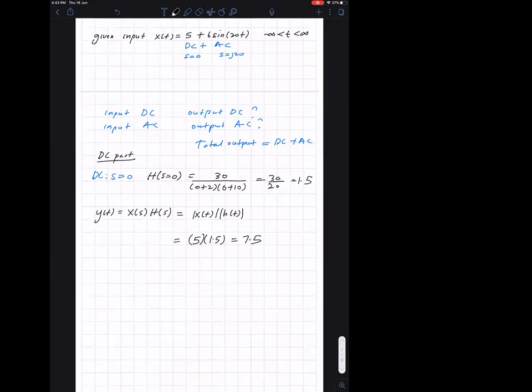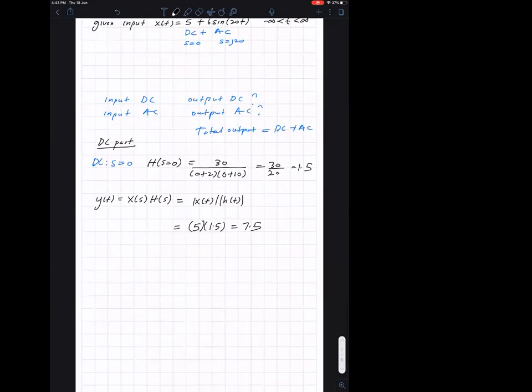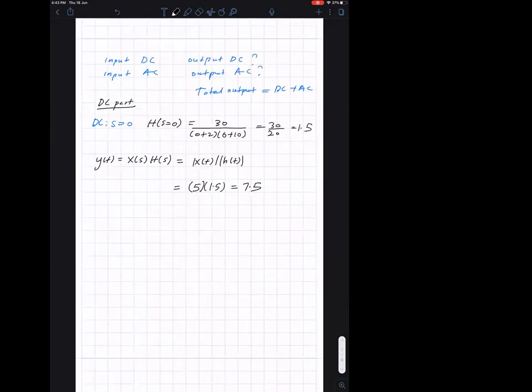Okay, is that clear? So you already found the output for the DC part. For DC part only. Is that clear, guys? Yes, sir. Okay, for the AC part. Clear. Okay, AC part.